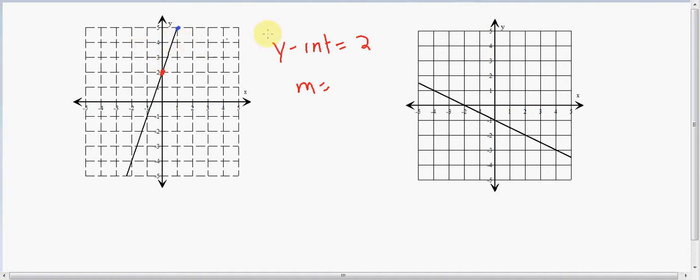So what I want to do here then to find the slope is to rise and run. So I'm going to start at my red point and rise up. You can see that I rise 3 and I run 1. So my rise over my run is 3 over 1.